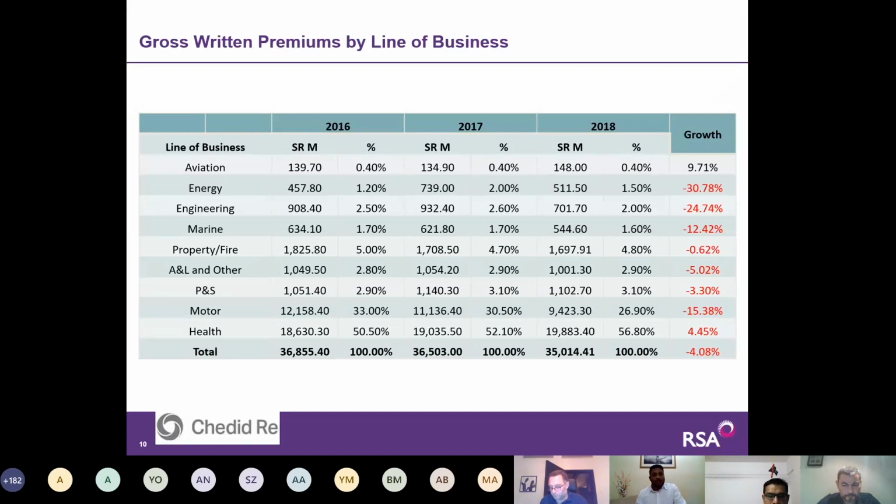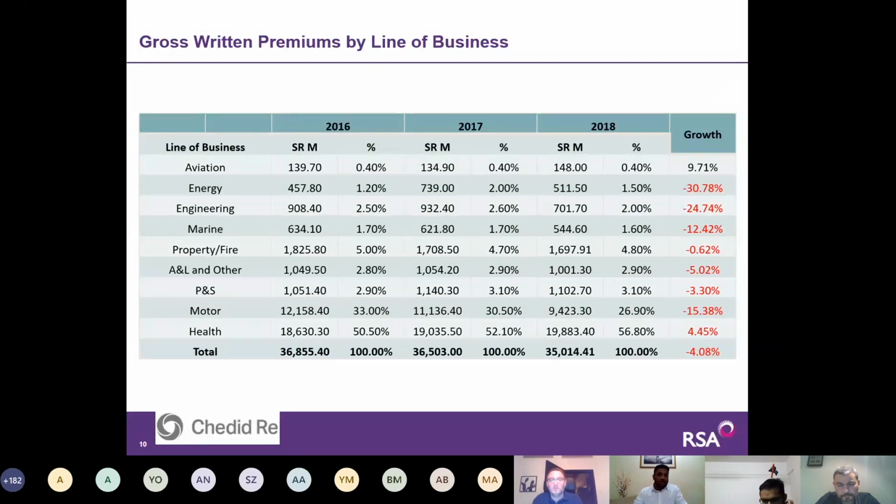As you can see on the table, for each line of business, in the aviation line the written premium was 139.7 million in 2016, which is 0.4% of the gross written premium in 2016. This decreased to 134.9 million in 2017, which was again 0.4% of the gross written premium of 2017, and increased to 148 million in 2018, which is again 0.4%. If you compare the 2017 and 2018 data, you can see a 9.71% growth in aviation line gross written premium. If you look at the next line, which is energy, the premium in 2016 was 457.80 million, which is 1.2% of the 2016 gross written premium. And in 2017, you can see 739 million, which is 2% of the 2017 total gross written premium in the KSA market.